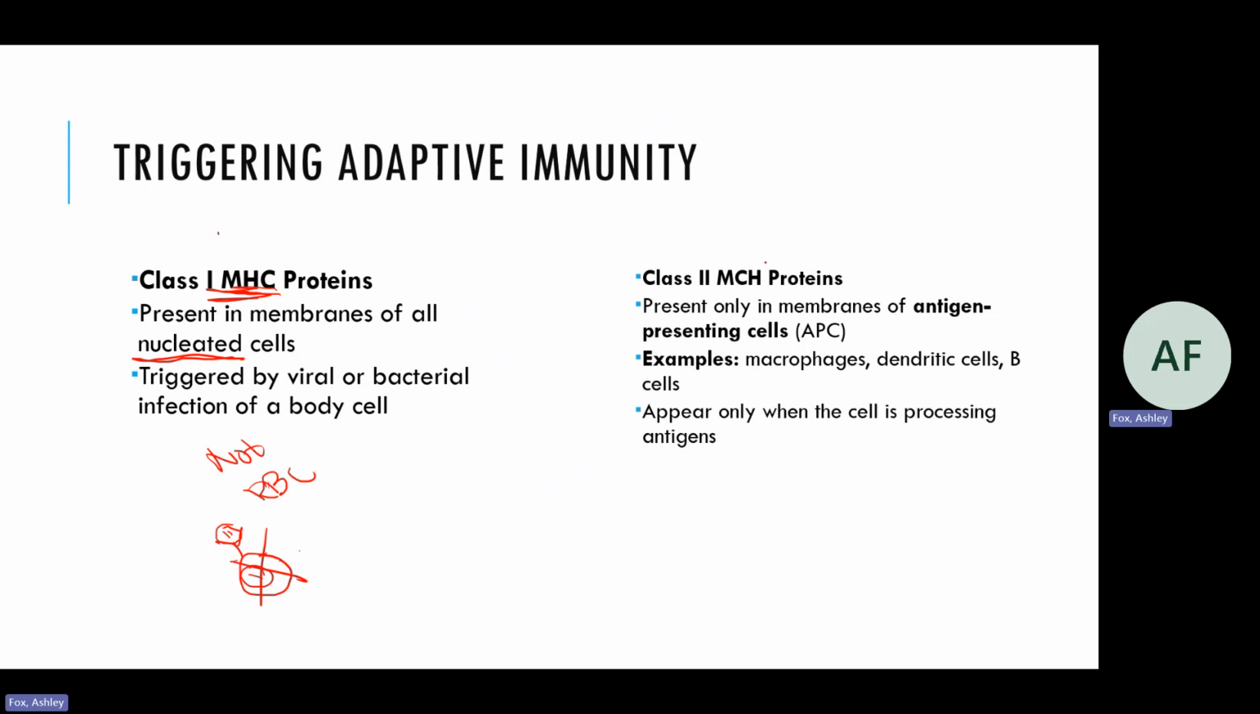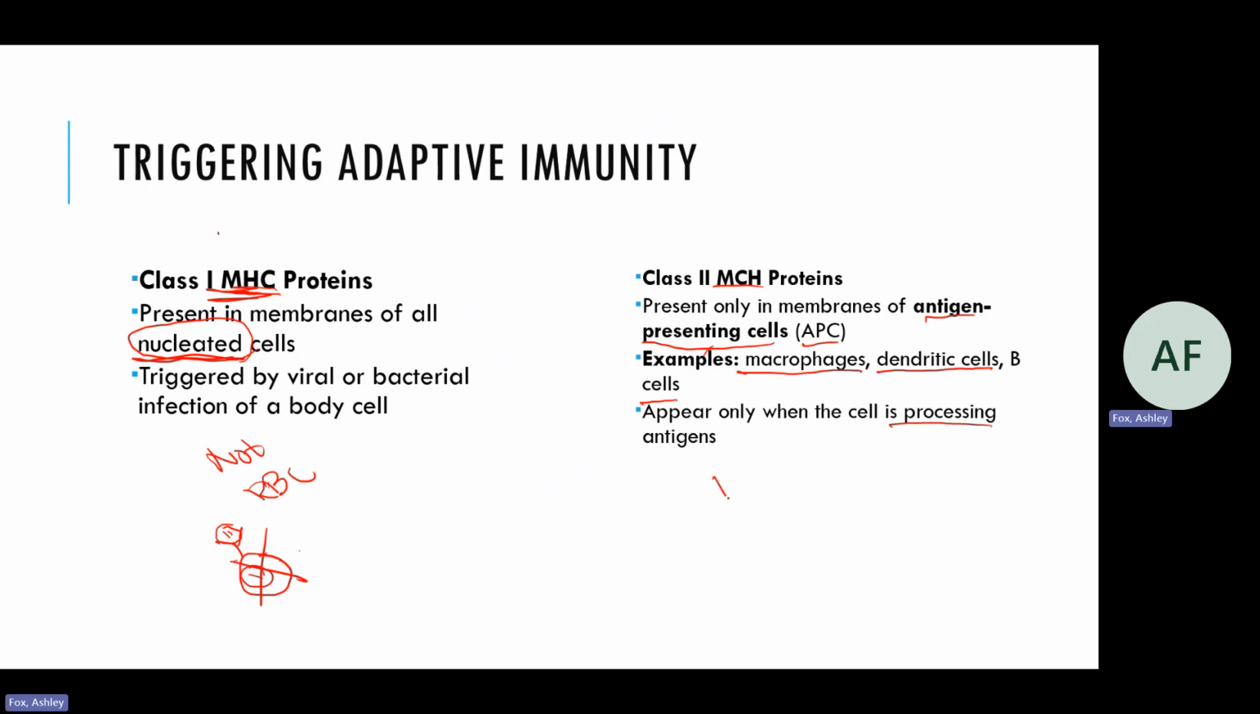MHC1 proteins, again, are on everything that's nucleated, so pretty much everything but red blood cells. Class 2 are only on specific cells called antigen presenting cells, or APCs. There are three major types of antigen presenting cells: macrophages, dendritic cells, which we'll talk about, and B cells. So this is only when the cell is processing or taking in antigens.